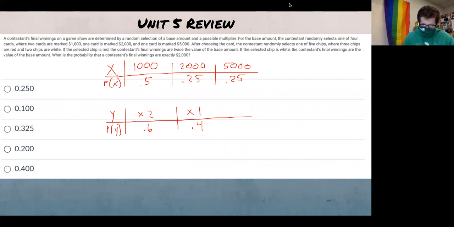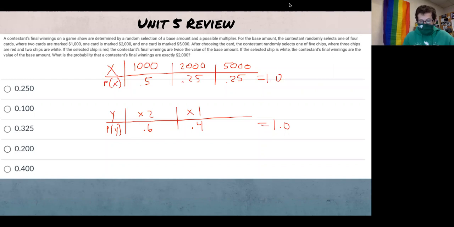Am I good so far? Everyone agree? Yeah. So, 0.4, because there should be 5 chips, 3 are red, 2 are white, so it's a 40% probability for just keeping the value the same. And remember, this has to add up to 1 for all your probability distributions. Okay, so is that making sense?